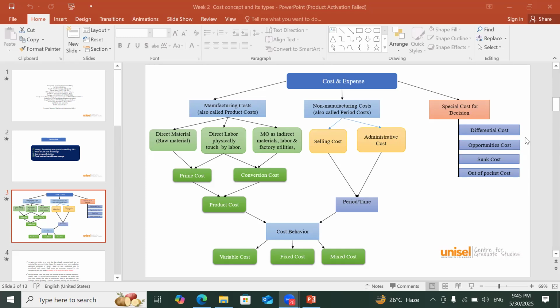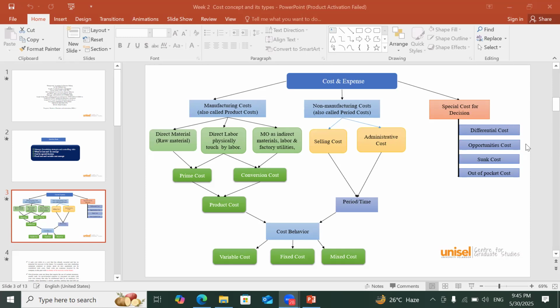For example, you want to buy a mobile, maybe the same brand. One place the cost and another place the cost are different. So you can choose basically the low price because it is the same brand. Okay, this is the differential cost.